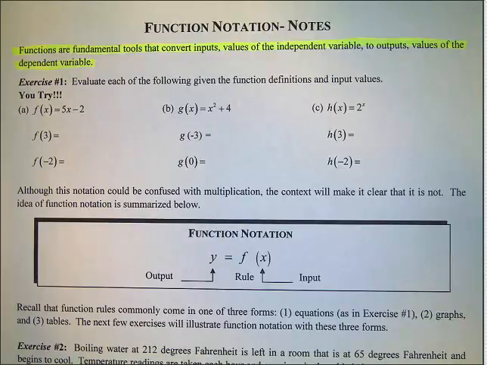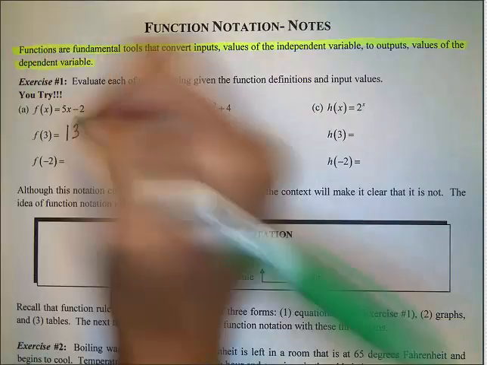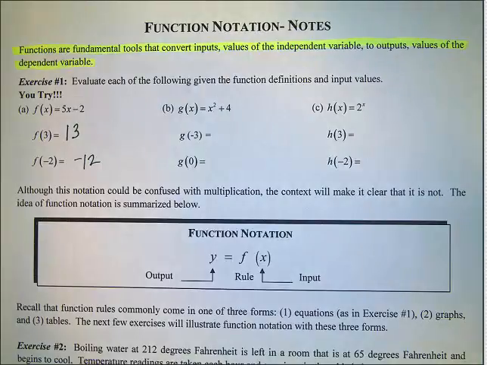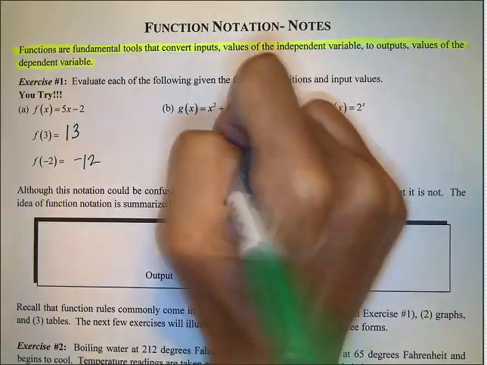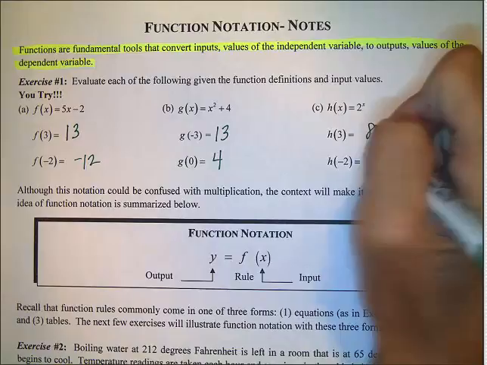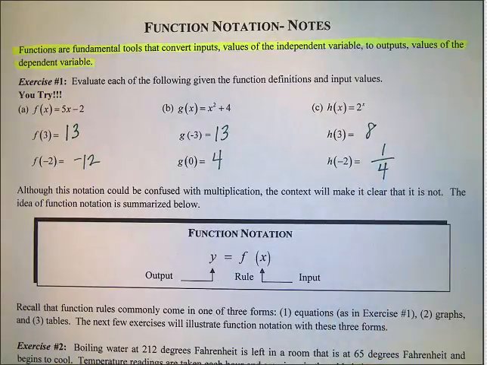The first one is 13. The next one is -12. The next one is 13. And G of 0 is 4. H of 3 is 8. And H of -2 is 1/4. Hopefully you did not find those too difficult.